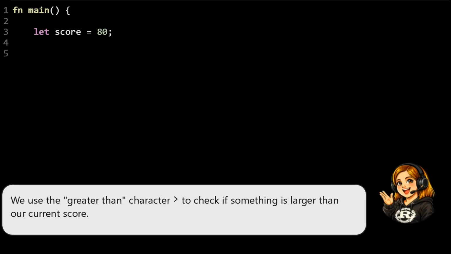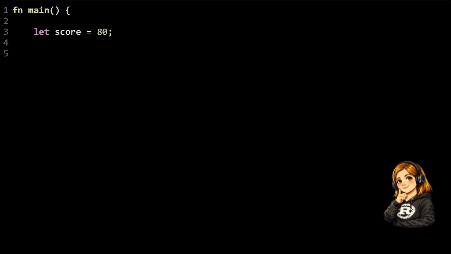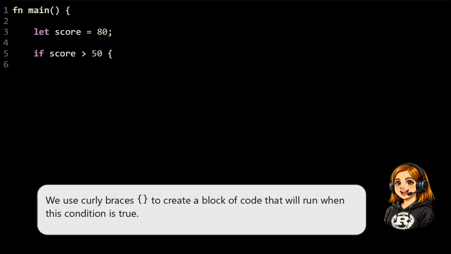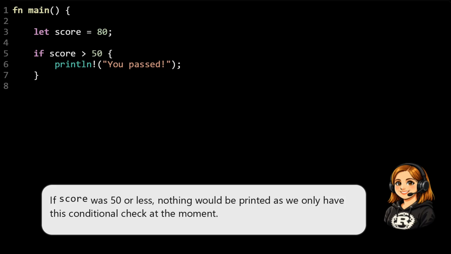We use the greater than character to check if something is larger than our current score. We first use the Rust keyword if, followed by the condition we are checking for. We use curly braces to create a block of code that will run when this condition is true. If score was 50 or less, nothing would be printed as we only have this conditional check at the moment.